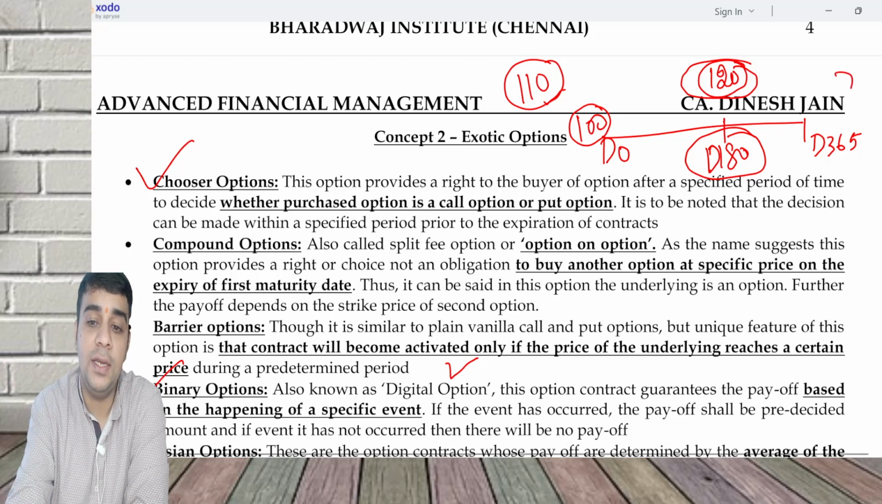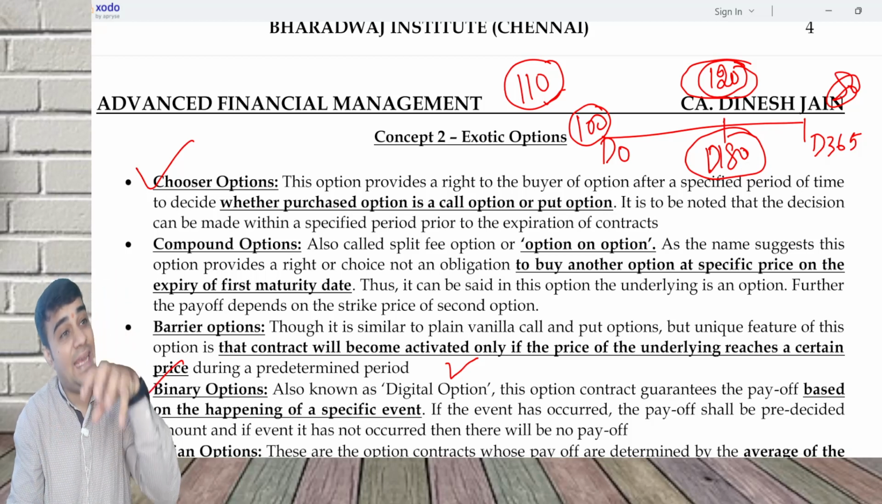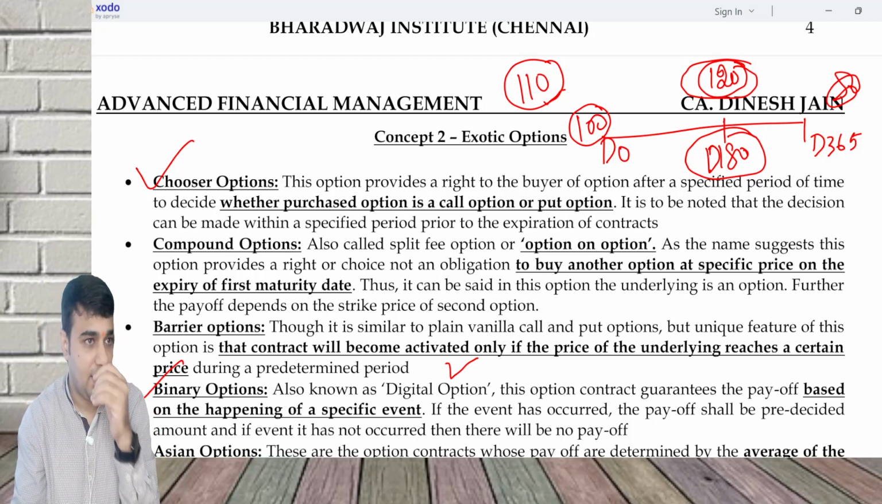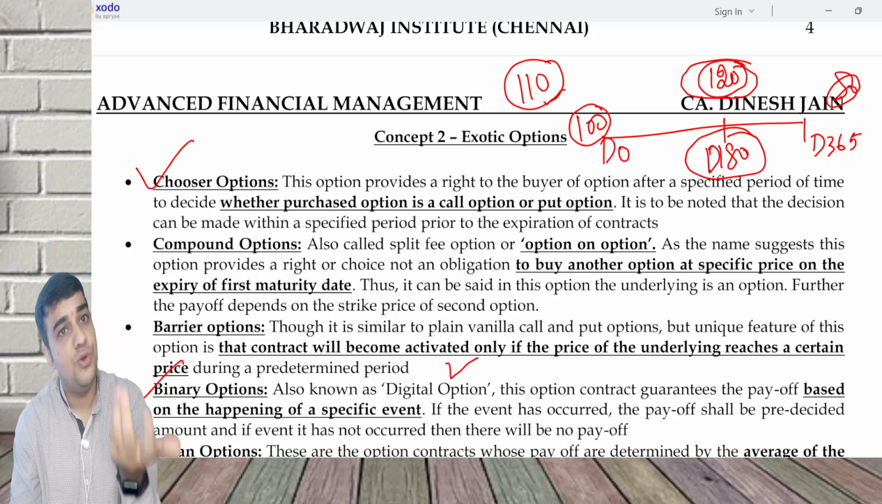On the maturity, it may end at 80. It may become lapse also. On the maturity, it can become lapse. So on day 180 or day 270, it's not going to be day 365. It will be as per the terms of the agreement. You can decide as per the terms of the agreement when you want to choose.